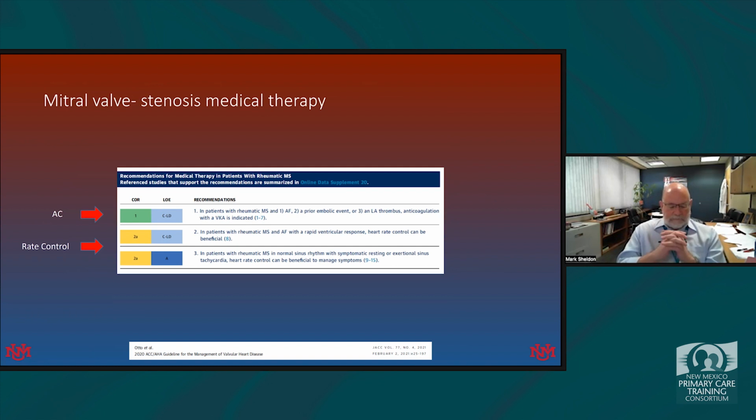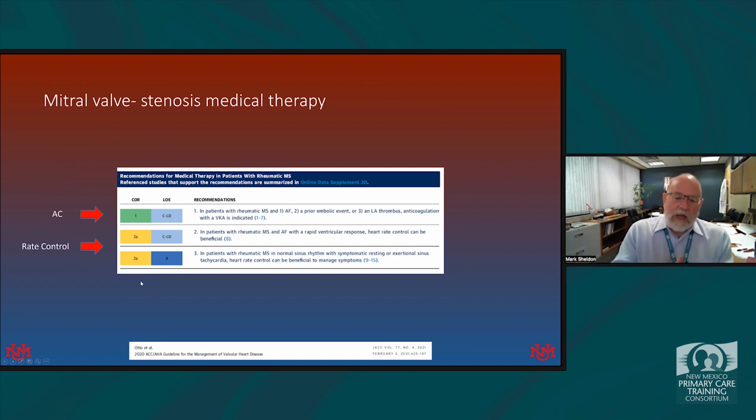And rate control I have highlighted here because that actually can help in the symptomatic patients. If you think about it, if someone is going at 100, their left atrium is not able to have enough time to empty into the left ventricle, so the pressure in the left atrium can get to a point that is significantly elevated, causing them to have symptomatic, perhaps pulmonary edema, or at least an elevated pulmonary wedge pressure.